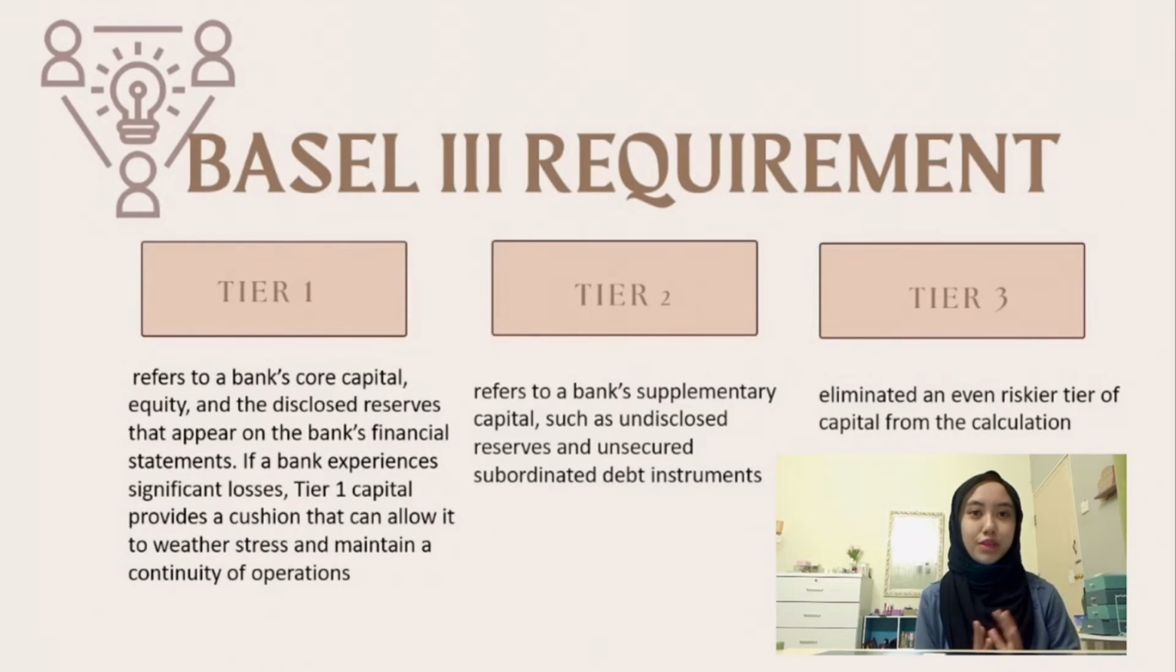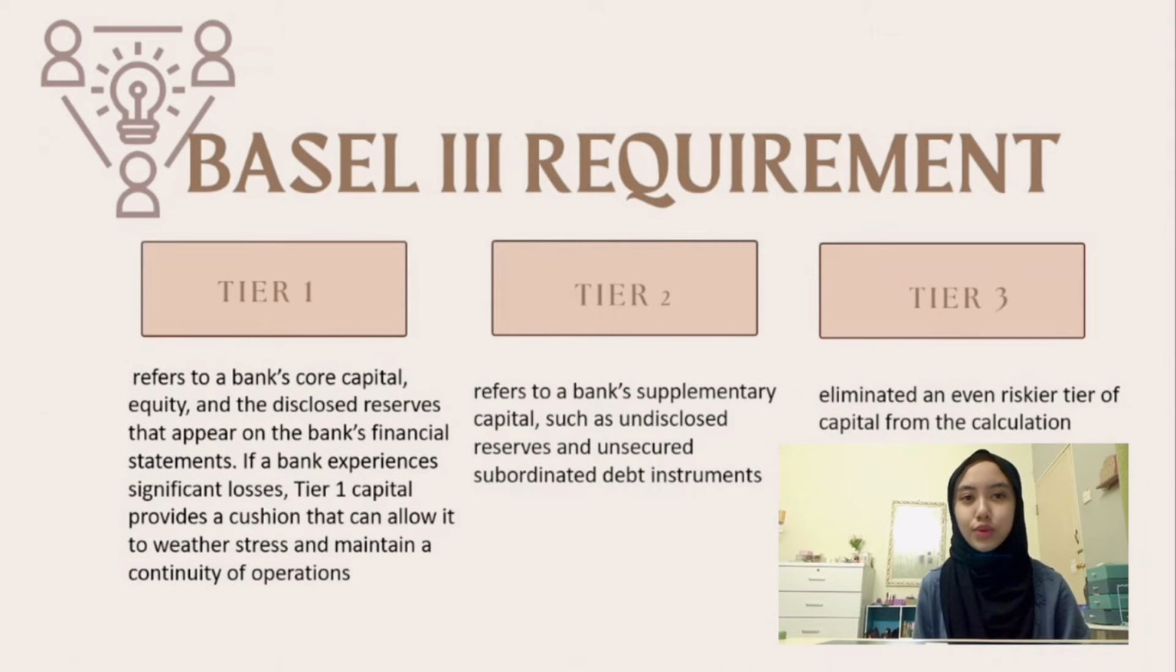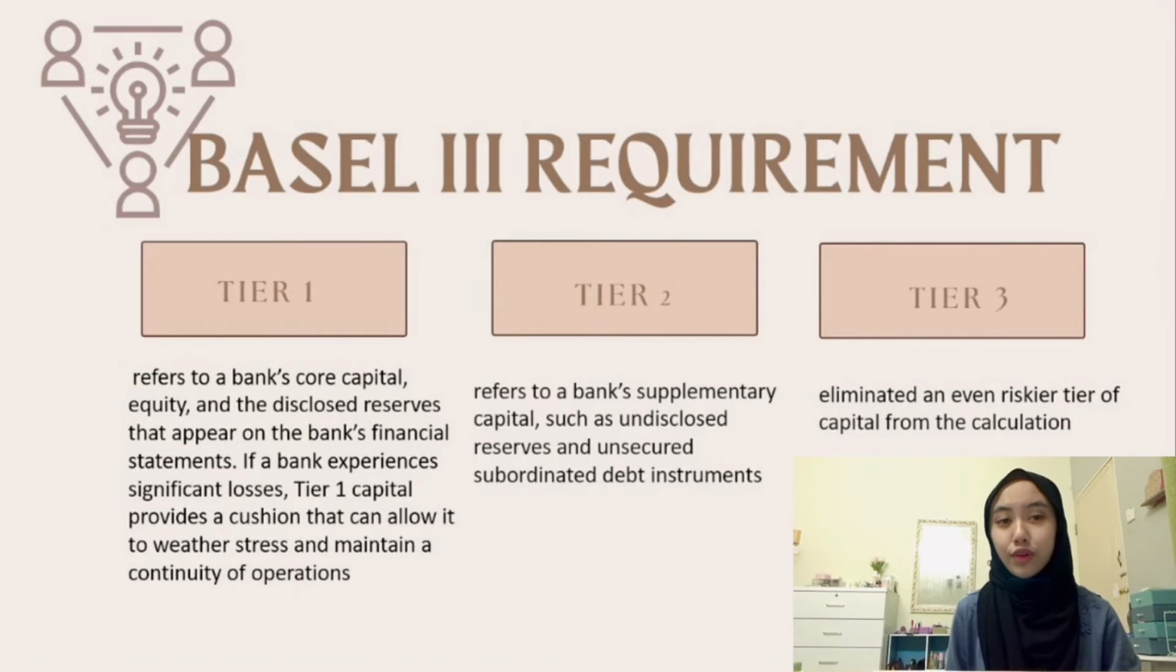I'm going to present about the Basel III requirements. Tier 1 refers to a bank's core capital, equity, and disclosed reserves that appear on the bank's financial statement. If a bank experiences significant losses, Tier 1 capital provides a cushion that allows it to weather stress and maintain continuity of operation. Tier 2 refers to a bank's supplementary capital, such as undisclosed reserves and unsecured subordinated debt instruments. For the third tier, it eliminated an even riskier tier of capital from the calculation.